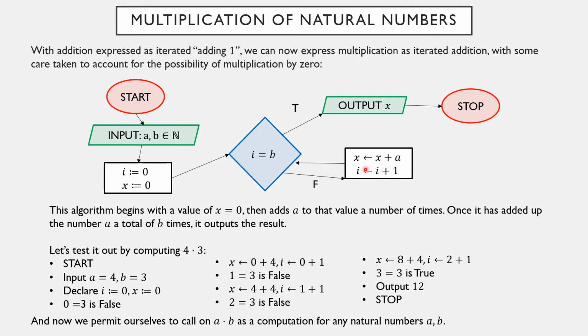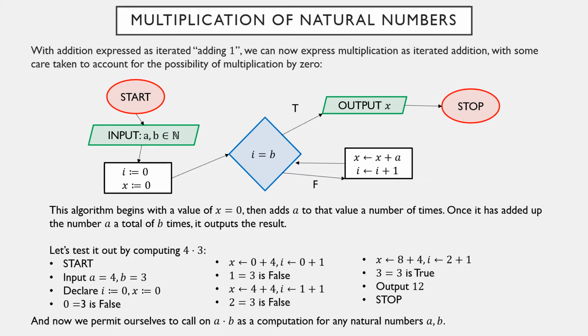But now that I can iterate adding a to get multiplication, I'm going to allow us to call a times b as a single computation, even though we only started being able to add 1. From adding 1, we were able to add any two numbers. And from adding any two numbers, now we can actually multiply any two numbers.